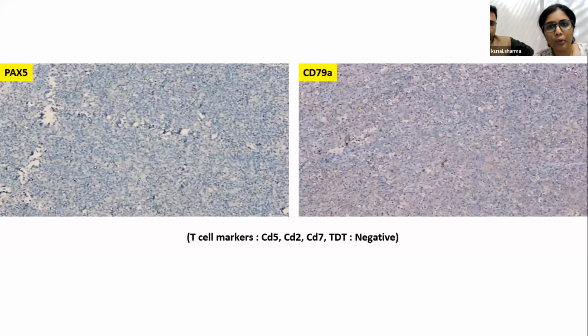Now, we also did some more B markers like PAX5 and CD79 alpha, and both were negative. T cell markers like CD5, CD2, CD7 were negative. Even TDT was negative.